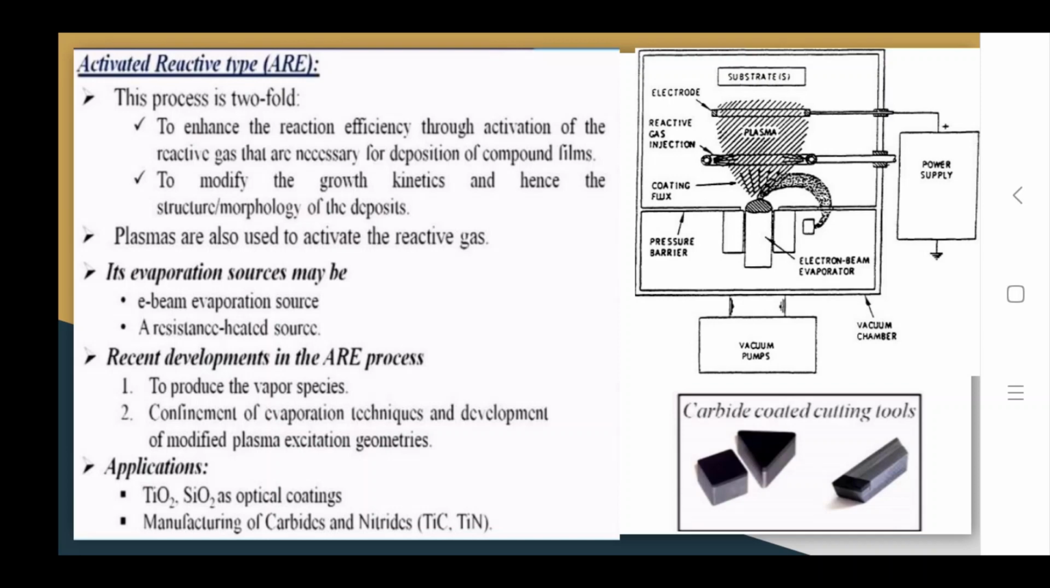Then here we can see some kind of inserts, which we generally use for cutting tools. As we know, if we want to make a cutting tool entirely from such a material, it will be very expensive. So what we generally do is use a cutting tool made of HSS, that means high speed steel, and the tip of the tool can be changed easily. We generally call it an insert. The material is made of titanium carbide or maybe titanium nitride. So these are the applications of this ARE process.